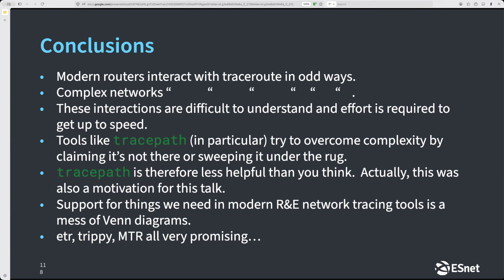One of the things I wanted to do here was point out that a lot of people use Tracepath. It's not quite as useful as you think.